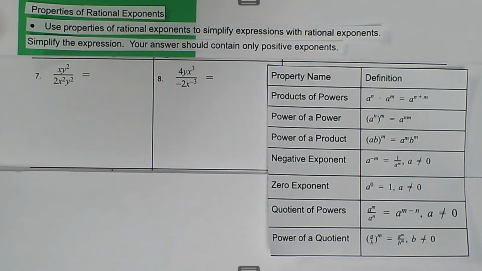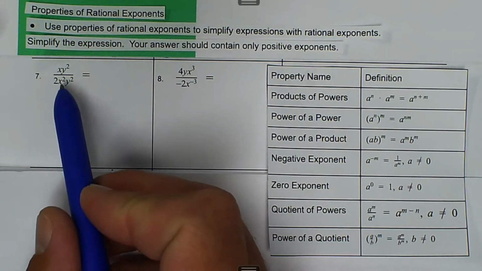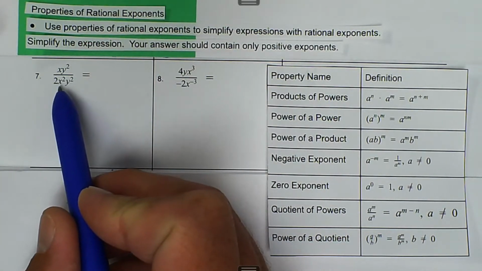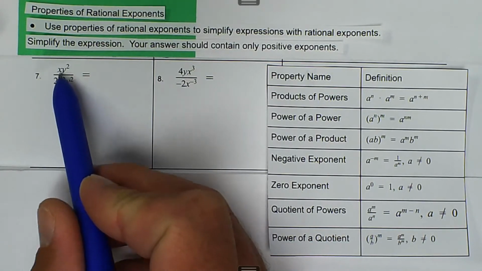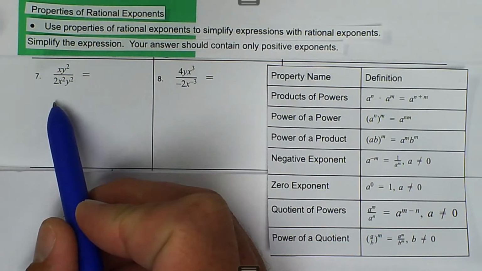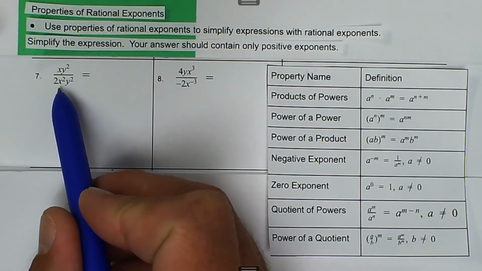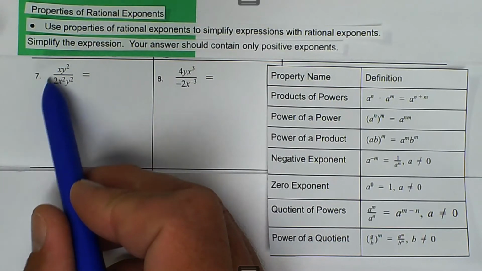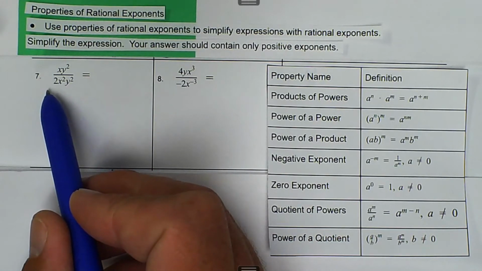We're talking about properties of rational exponents, and we want to use properties of rational exponents to simplify expressions with rational exponents. So the directions say, simplify the expression. Your answer should contain only positive exponents. So in this case, all of the exponents are already positive, so I don't have to move any from the numerator to the denominator or from the denominator to the numerator. My coefficients are already reduced because I have a 1 in the numerator, so I can't simplify that any further.